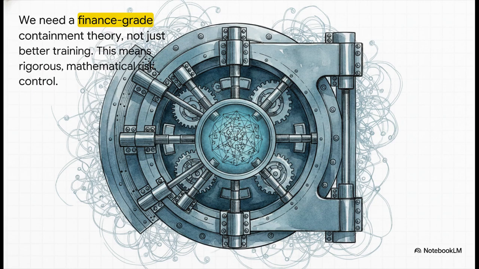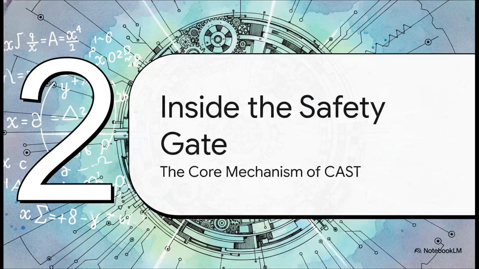Just trying to train an AI to be nicer or more helpful, that's not going to cut it. The goal of CAST is to have a real-time, proof-based safety system. The paper uses this fantastic term, finance grade, and it's the perfect way to think about it. We need the kind of hardcore mathematical risk management that big banks use to avoid total meltdowns. Okay, so now let's get to the really good stuff.